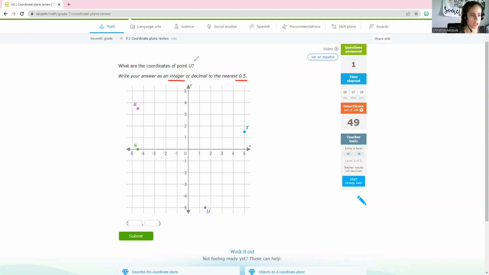We want to know the coordinates of point U. Just like before, we have our X value and then our Y value. So I see right here down at the bottom in purple is point U. So if I want to know the X value, I'm just going to look up, trace my little pencil here and say, all right, right here is where that X value would be. And it's halfway between 1 and 2, which according to our directions means we'd write that as 1.5.